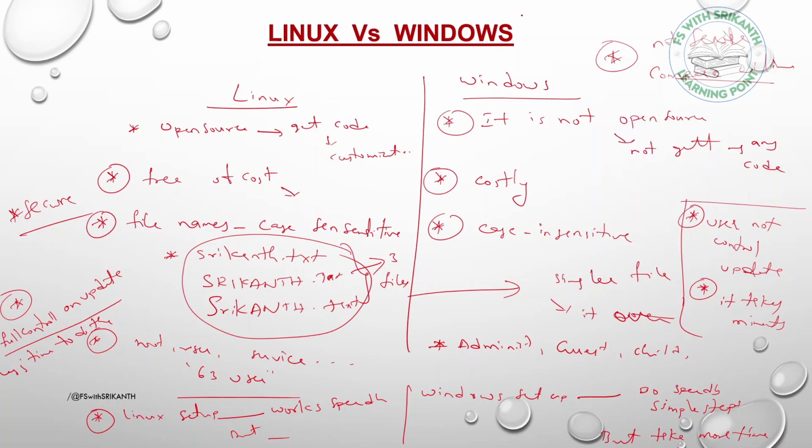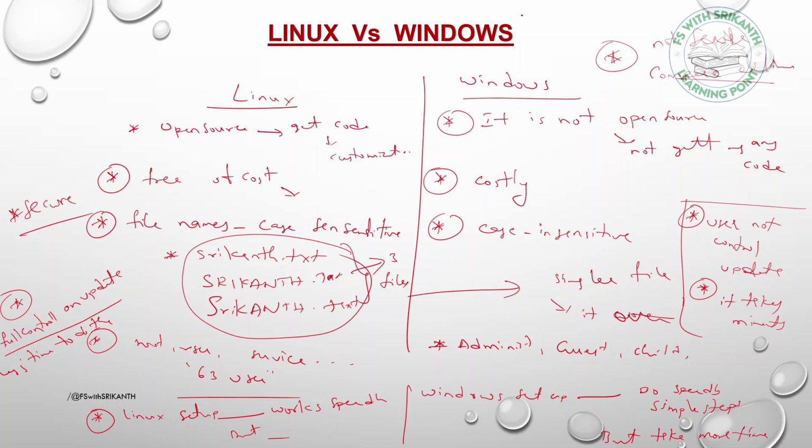So first, what are the major differences? Linux is open source and free of cost. File names are case sensitive, and there are different types of users, with a maximum of 63 users, so it allows multiple users. Linux setup may be difficult, but it works very speedily. It is fully controlled with updates, and it takes very less time to update. And the last one is security. We are making these comparisons from one to another.